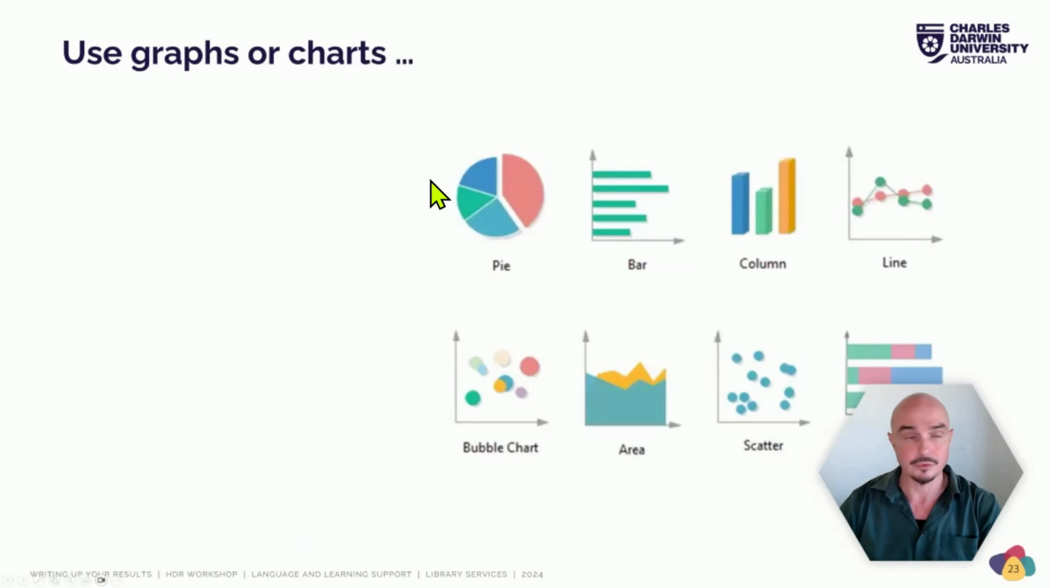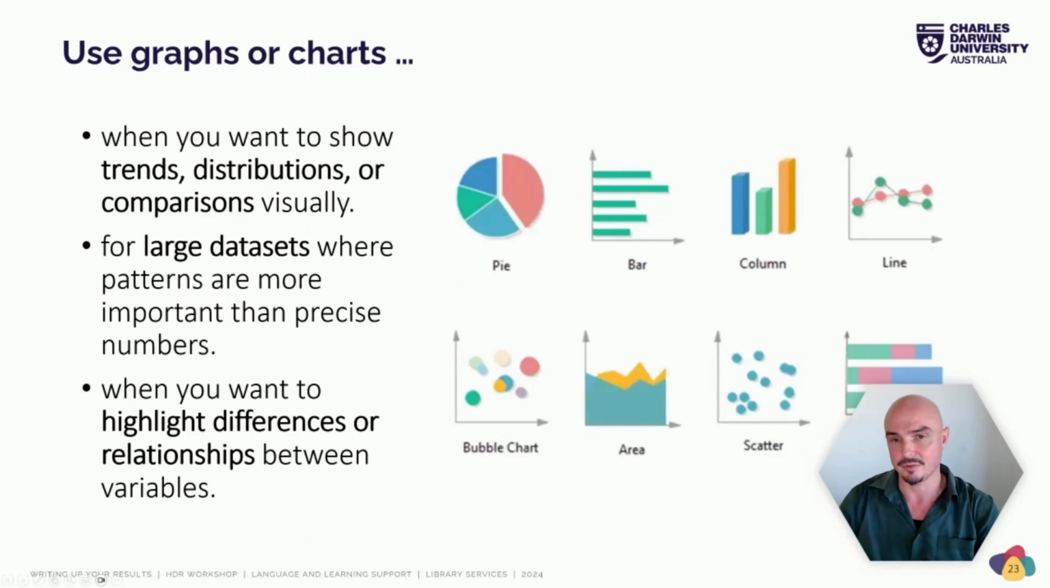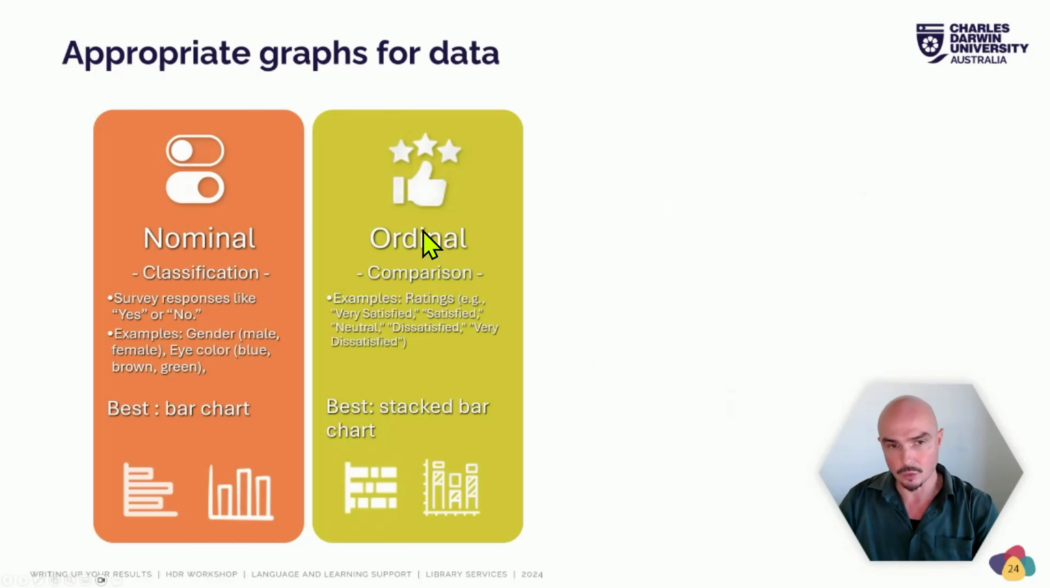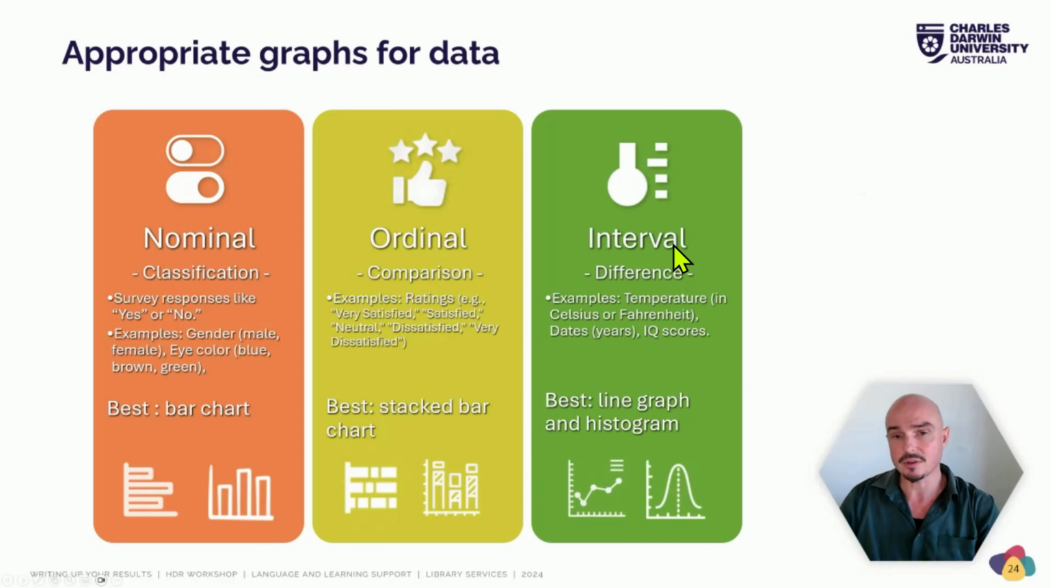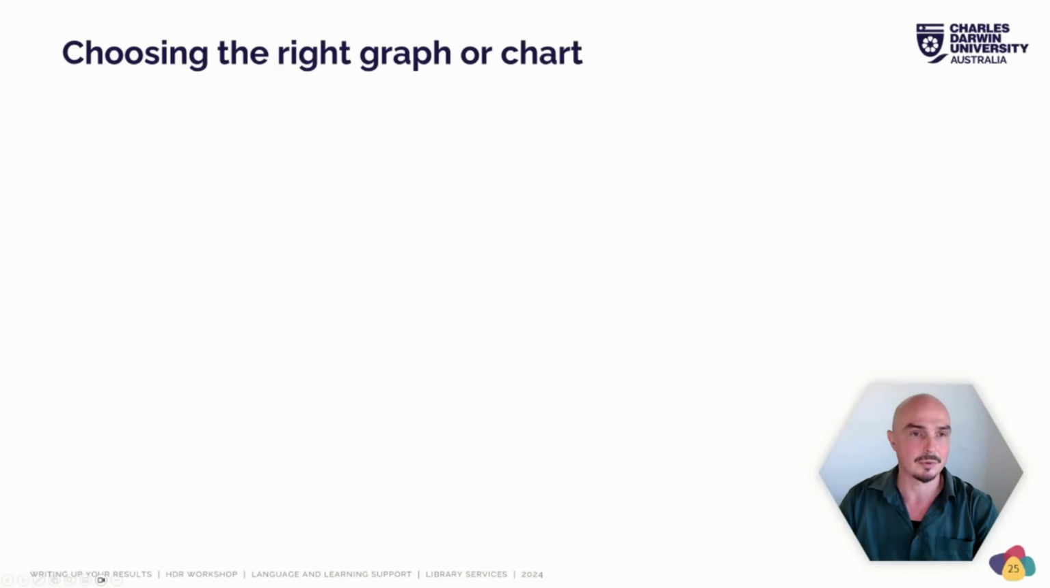Graphs and charts are useful for showing trends, distributions, or comparisons, and each type of graph or chart has benefits for a certain kind of data set. If you're trying to represent nominal data, for example, like yes/no questions, bar charts are the best. If you're trying to represent ordinal data, like the responses to a Likert scale question, a stacked bar chart's good. If you're doing interval data, which are exact measurements, then line graphs or histograms. And if you're trying to represent ratios, then scatter plots or box plots are more appropriate.